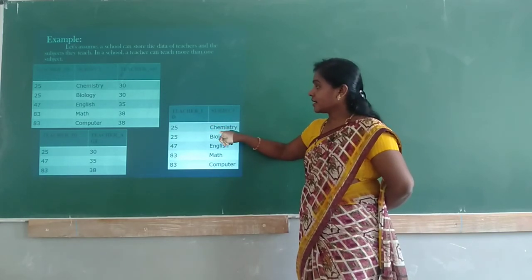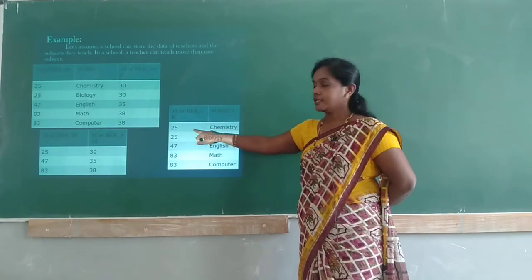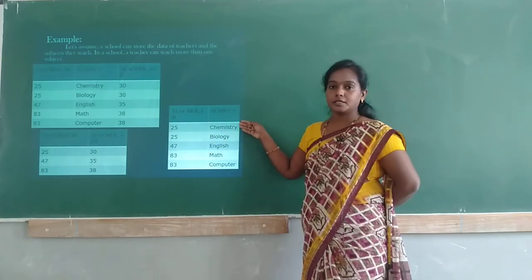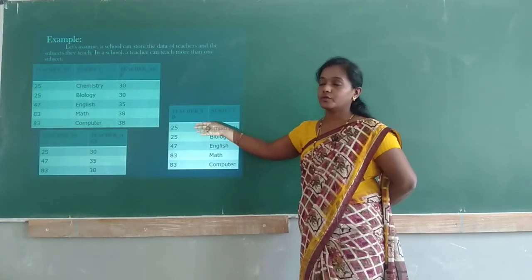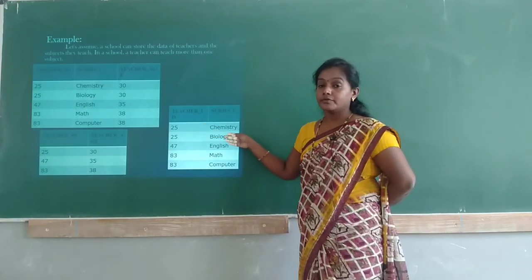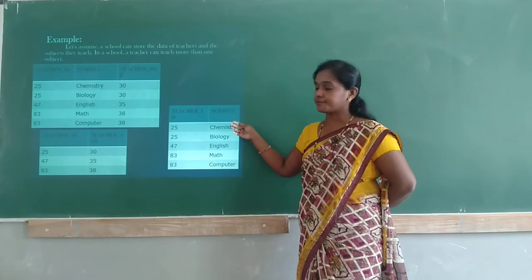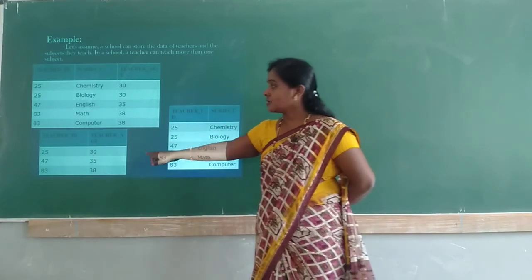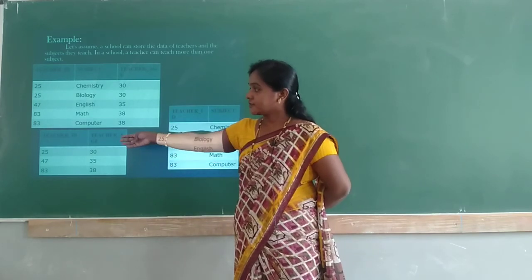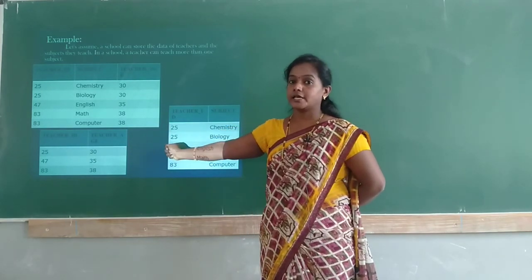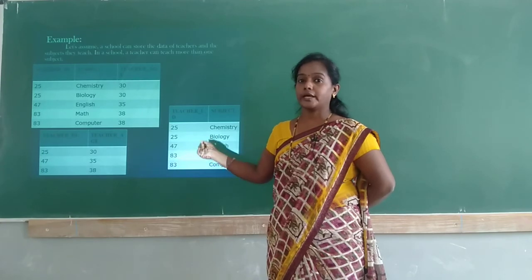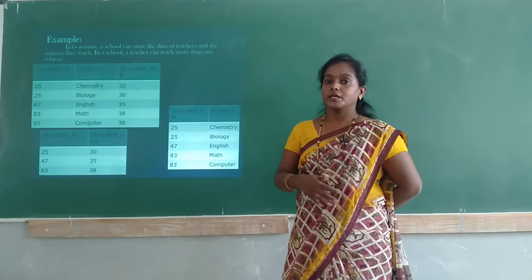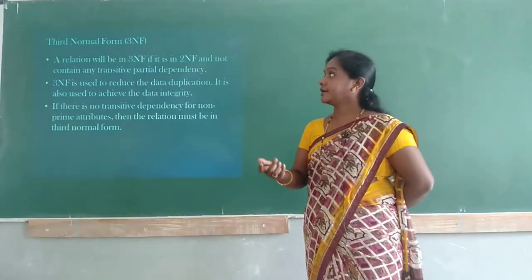So if we have a teacher ID, then we can know what the subject is, or if we have the subject name, we can know who is teaching it. Here the subject is functionally dependent on the primary key. In this also, the teacher age is functionally dependent on the teacher ID. So this is how we convert the first normal form into the second normal form. So next we have the third normal form.